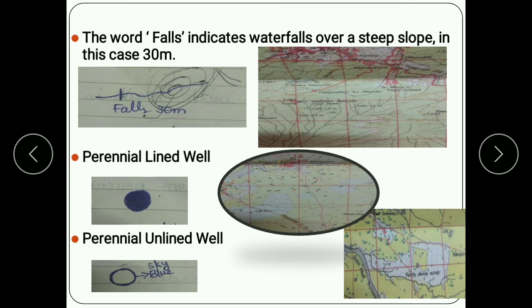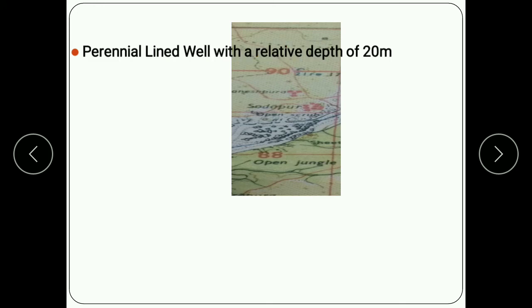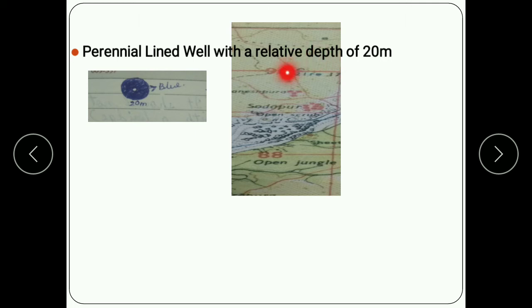Okay, next. Perennial lined well with a relative depth of 20 meter. Just beside some of the wells, especially the perennial lined wells, you will find many numbers written: 30 m, 20 m, 10 m. What does it indicate? It indicates the perennial lined well with a relative depth of 20 meter.